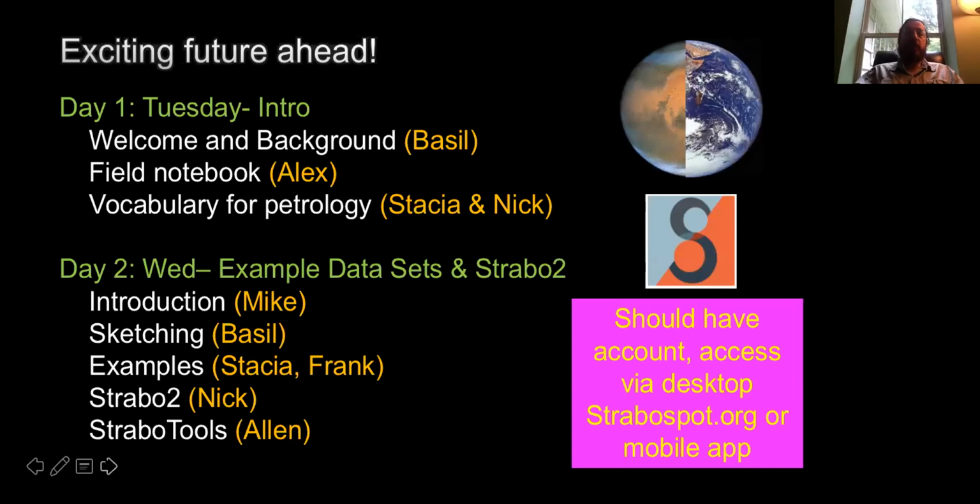All right, here is the abbreviated rundown of what we're doing. Today is all about just getting you familiar with the application. Alex is going to take you from ground zero to how to start a project. Stacia and Nick are going to walk through the vocabulary for the petrology, for the different tabs that are specific to petrology. On Wednesday, we're going to go through different data sets and how metamorphic work is input into the data set. And we're going to talk a little bit about the new application, Strabo 2.